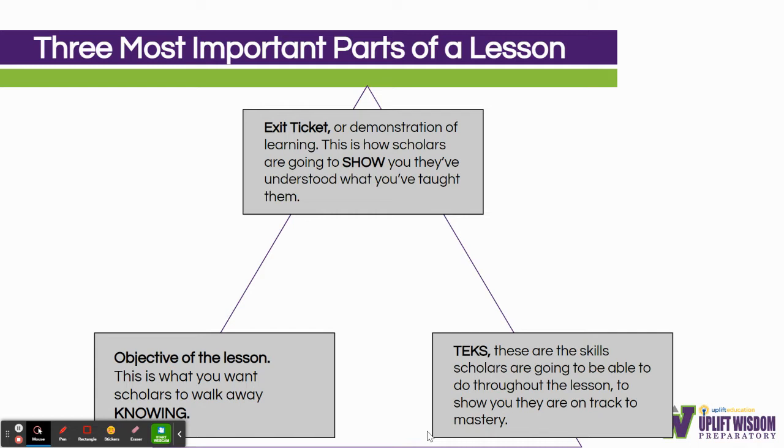The TEKS, that's from the state. The state already decides those. These are the skills they are saying every 9th, 10th, 11th grader, whatever grade, needs to know by the end of your school year, what they need to walk away knowing. But with TEKS, we can't learn all of them in one class period. So we break them up into little objectives, bite size. The exit ticket is the tangible proof that's going to show you that they grasped these skills.